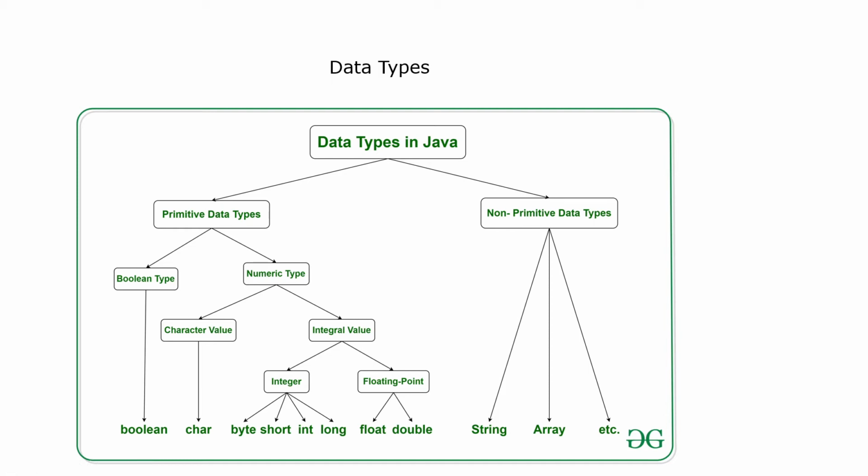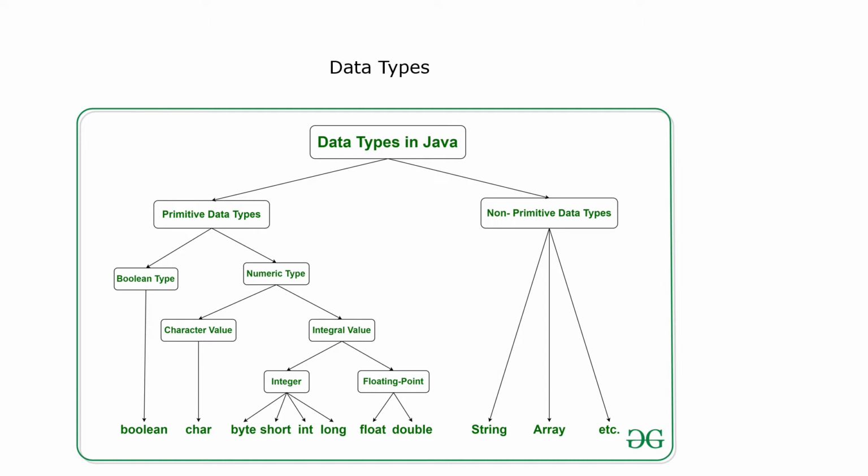Hello everyone. In the last chapter I was talking about variables, and in this video I'm going to talk about data types in Java. There are two types of data types in Java. One is primitive data type, another one is non-primitive data type.